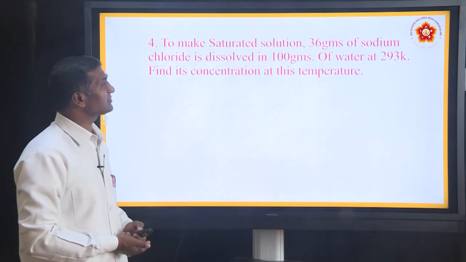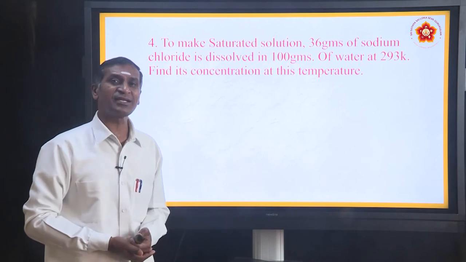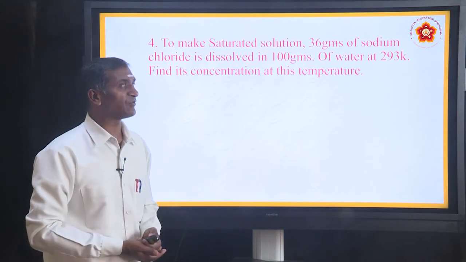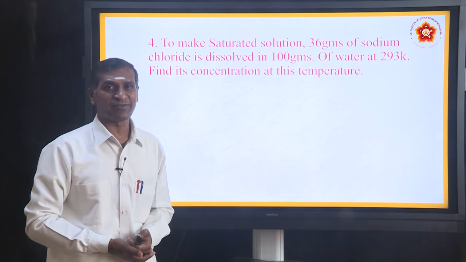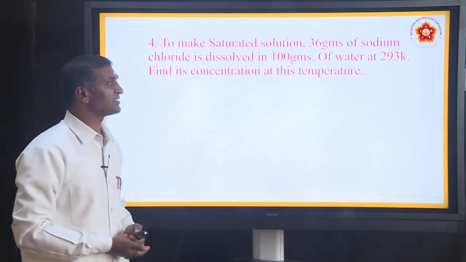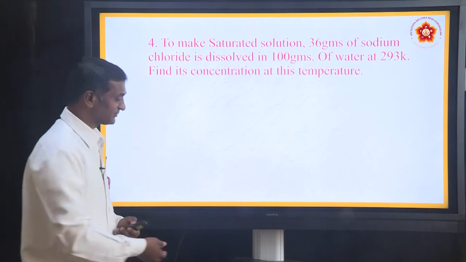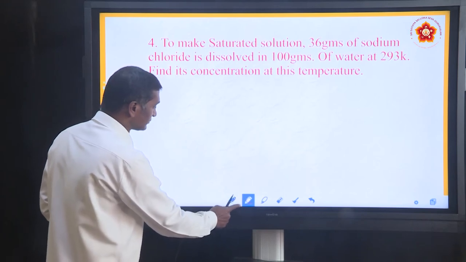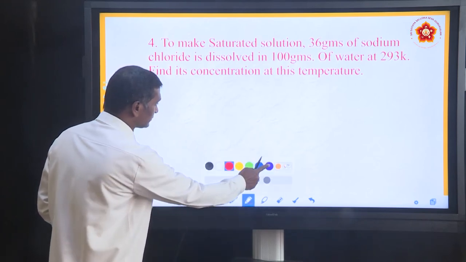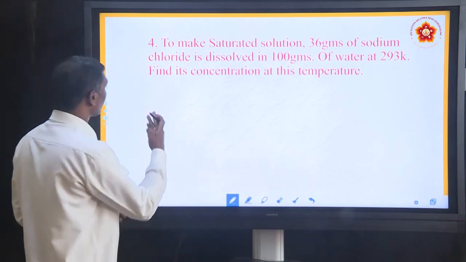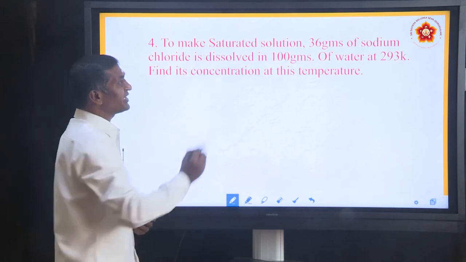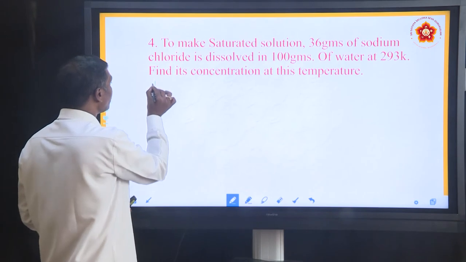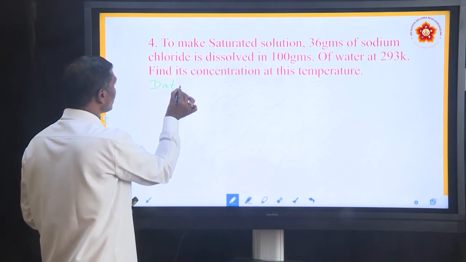To make a saturated solution, 36 grams of sodium chloride is dissolved in 100 grams of water at 293 Kelvin. Find its concentration at this temperature. Dear students, a very simple mathematics. To make saturated solution, 36 grams of sodium chloride. So the data given. So what is the data?